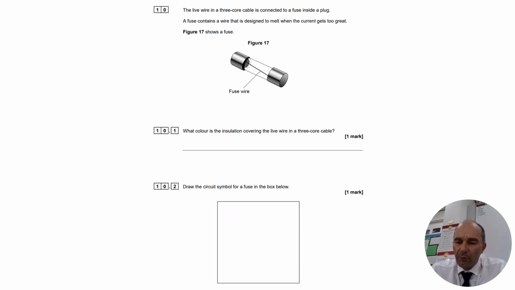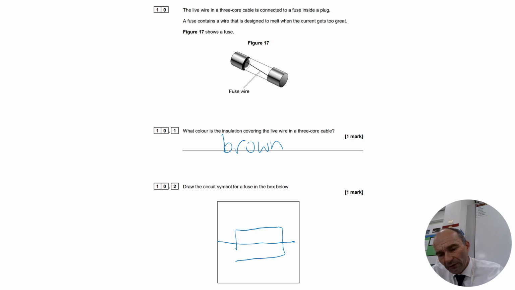Nice starting point. 10.1. What colour is the insulation covering the live wire? Remember, there is only one answer. It's brown. Draw the circuit symbol for a fuse in the box below. This one, I suppose it's a type of resistor, which is why we still keep our rectangle. And we've got a line which goes all the way through the rectangle. Think of it as that being the fuse wire being drawn in. And that's worth 1 mark.